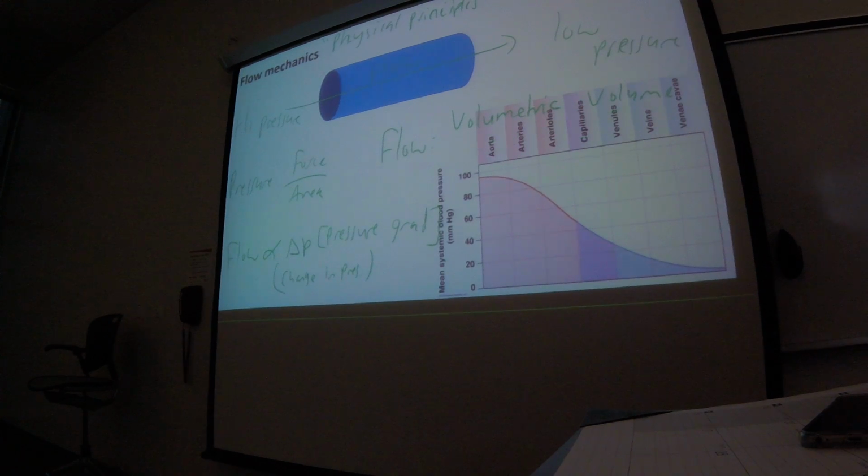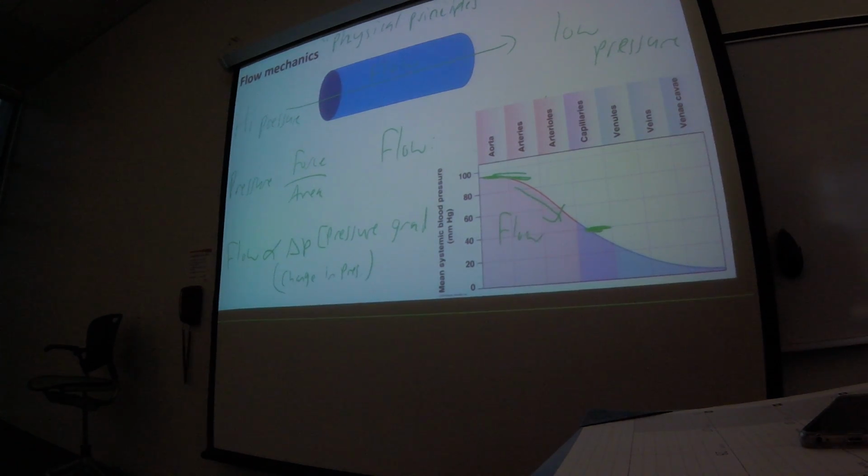And we see that in our blood system too. We see that here in our aorta and arteries we have a very high pressure, and then we have a relatively low pressure in our capillaries. So there's going to be flow.